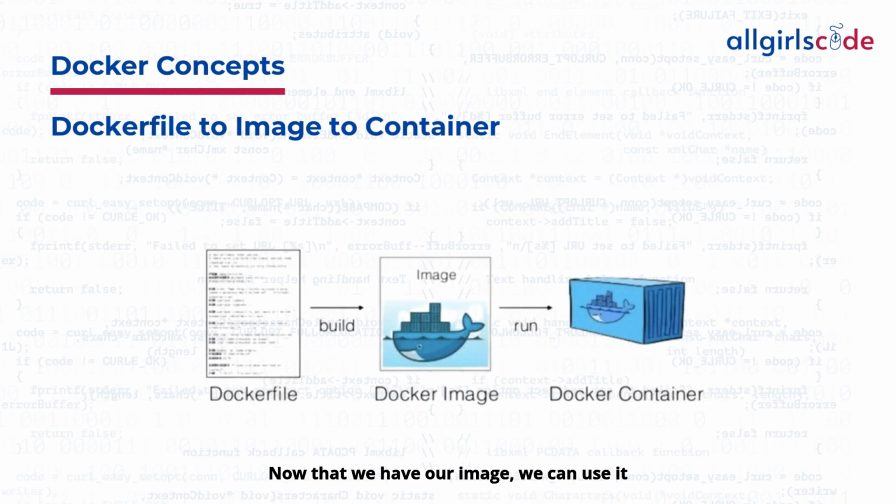Now that we have our image, we can use it to run containers. This is done through the docker run command. So a container is simply a running instance of a given image. It's a lightweight and isolated environment. All such running instances of the same image are consistent and they all contain all that they need to run smoothly. No more "but it works on my machine" problems.